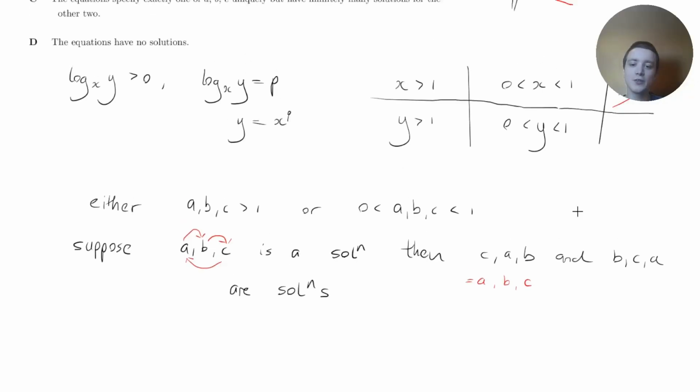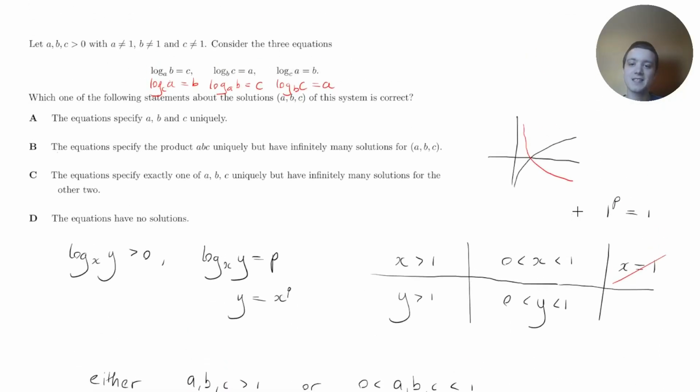Something important to note about A, B, and C is that they're not equal to each other. So if we supposed that, for example, A was equal to B, then that would mean that log base A of B would be equal to 1. However, log base A of B is equal to C, and we're told that C is not equal to 1, which means that A cannot be equal to B. And similarly, A can't be equal to C, and B can't be equal to C.